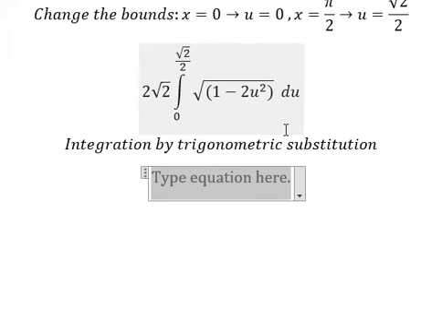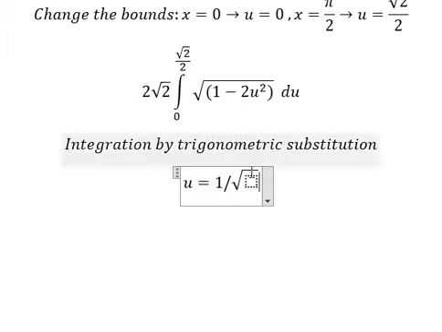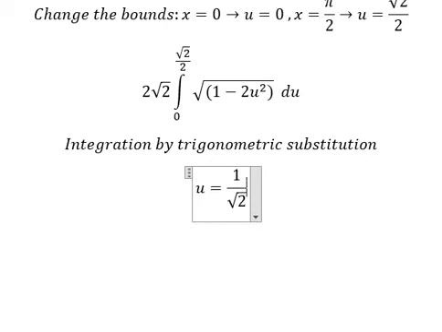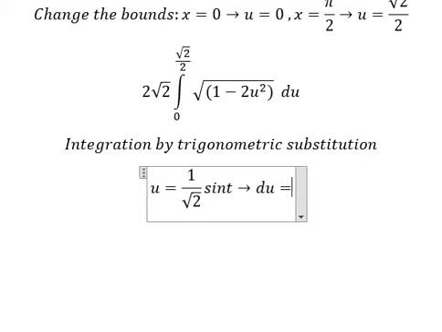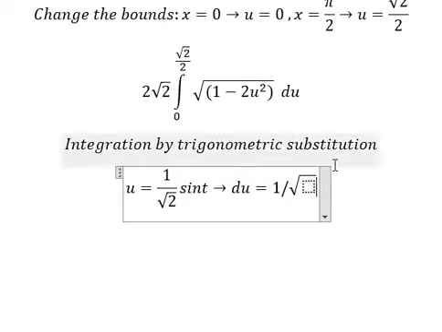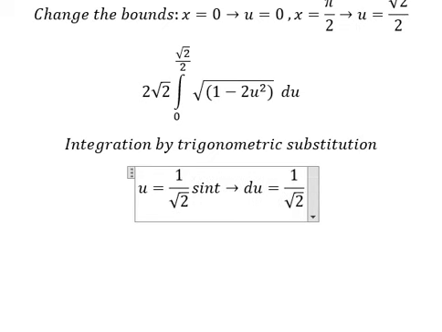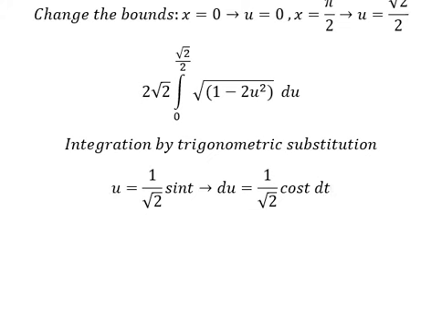So I will put u equals 1 over the square root of number 2, and we put sine t. Du we have 1 over the square root of number 2 cosine t dt.